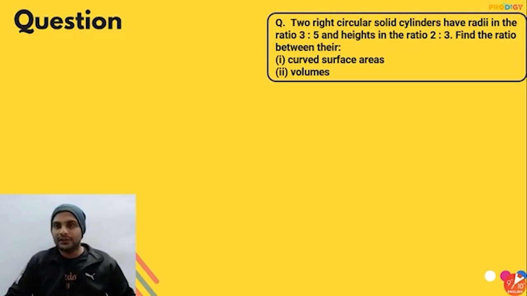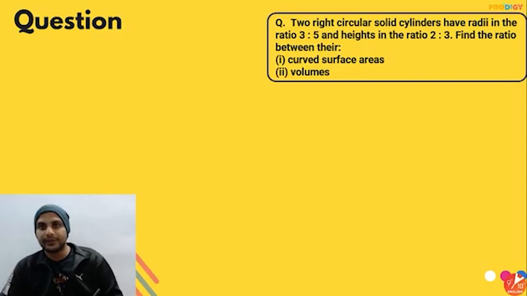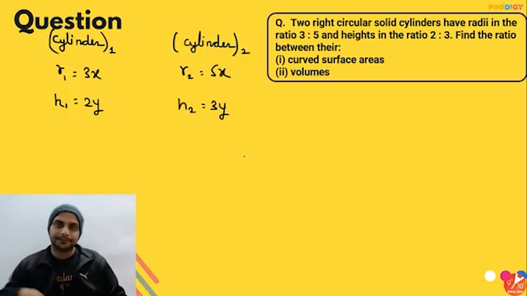Two right circular solid cylinders have radii in the ratio 3:5 and heights are in the ratio 2:3. Find the ratio between their curved surface area and volumes. So guys, we have two cylinders, right? Let's say here we have cylinder 1 and let's say here we have cylinder 2. All right, so they are saying the radii are in the ratio 3:5. So r1, if I take it as 3x, the radius of the second cylinder will be equal to 5x, and height is in the ratio 2:3. So height, if I take it as 2y, the height of the second cylinder will be equal to 3y, right?